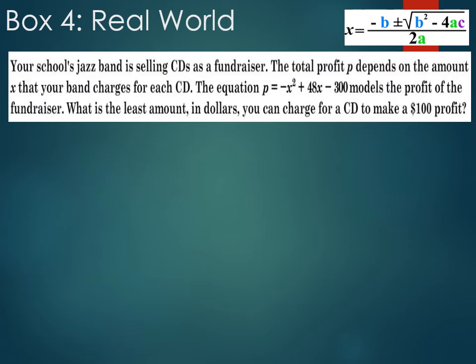So, box 4, real world. They're trying to figure out the cheapest they can sell their CDs for. Step 1 in our work problems is to read the problem. Your school's jazz band is selling CDs as a fundraiser. The total profit P depends on the amount X that your band charges for each CD. The equation P equals negative X squared plus 48X minus 300 models the profit. What is the least amount in dollars you can charge for a CD to make a $100 profit?